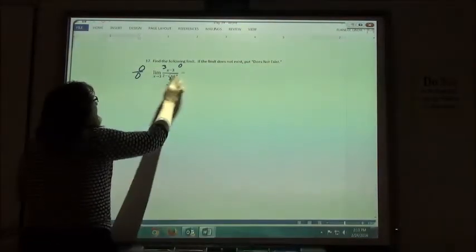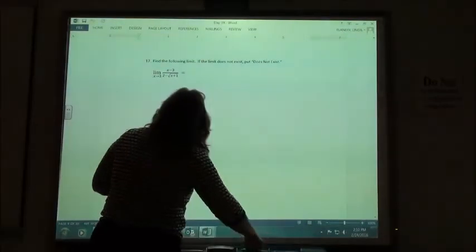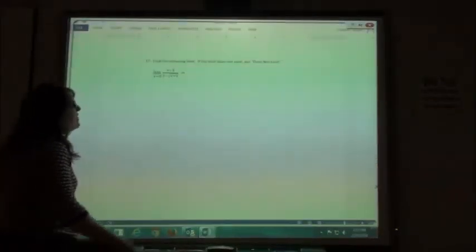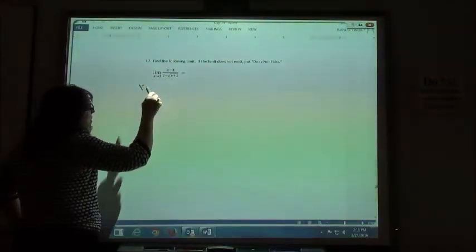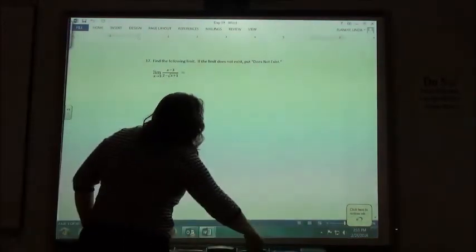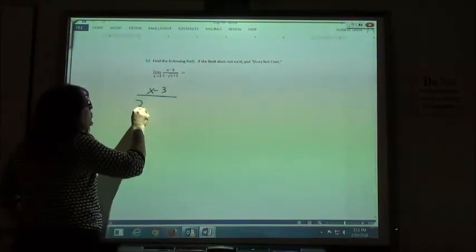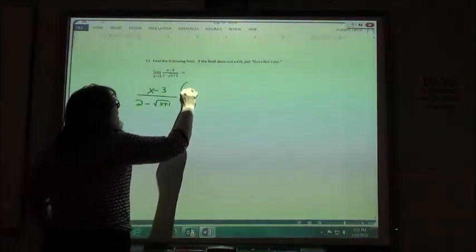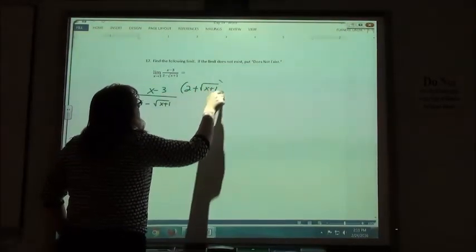So whenever I get that 0 over 0, when I plug my number in, I have to look at it and say, oh, okay, here's another one. I have a binomial on the bottom. Let's see if I can get rid of that. So x minus 3 on top. On the bottom, I have 2 minus the square root of x plus 1. So I'm going to multiply by 2 plus the square root of x plus 1.